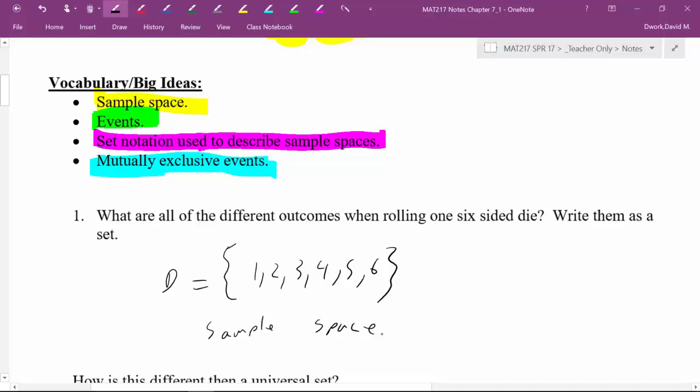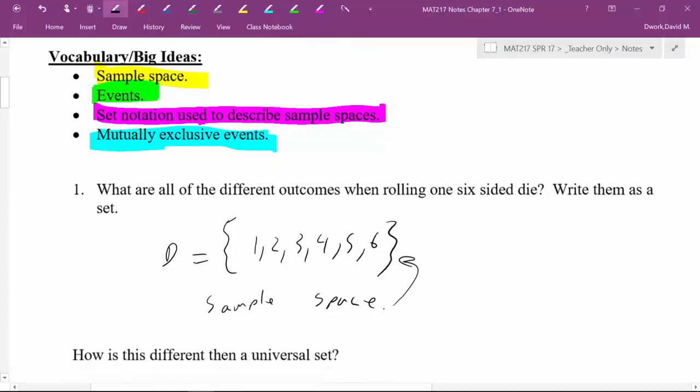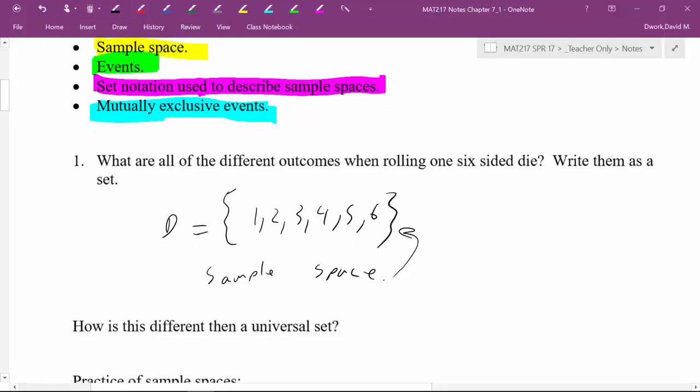So a sample space is a set that contains all of the possible elements. So the question is how is this different than a universal set? How is this different than what we learned in the previous chapter about universal sets? And it's a very simple answer. It's not. It's the same thing.